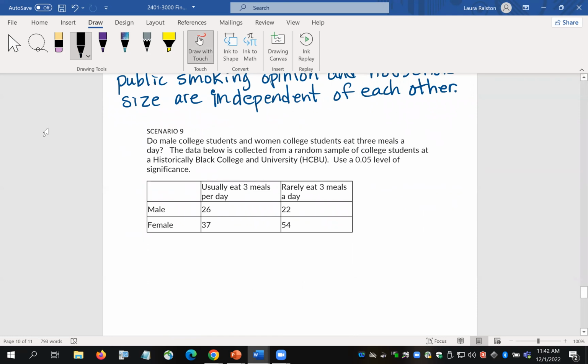Scenario 9 says, do male college students and women college students eat 3 meals a day? The data below is collected from a random sample of college students at a historically black college and university. Use a 0.05 level of significance. Again, in this scenario, we're given a two-way table. But I also notice that the response for at least one of the variables was words, or qualitative data. So again, that makes me think of chi-square.